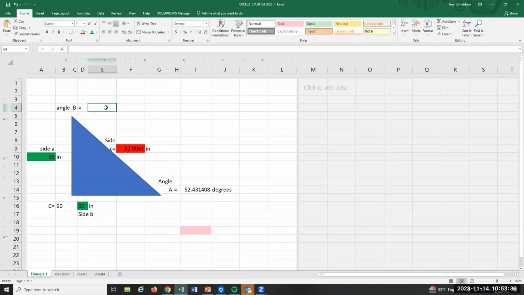This could be just the manipulation of the angles, right? 180. So this could be equals 180. That's a constant. I don't have to put that in a cell and use a cell location. It's always 180 minus that, minus that. And angle B gets pumped out, right?